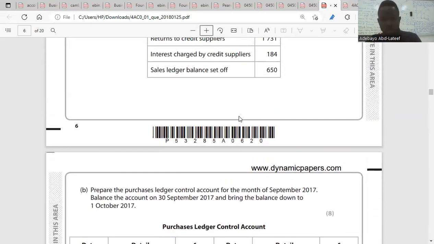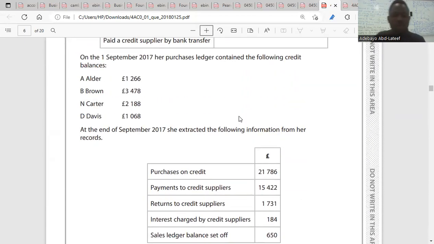So the first thing we have to do is find the total number of suppliers. Go back to the first page. We have the total of the suppliers: 1,266 from Alda plus 3,478 plus 2,188 plus 1,068. Do you get them there? So that gives us 8,000. Our balance brought forward will be 8,000. You put that on the credit side of the purchases ledger.